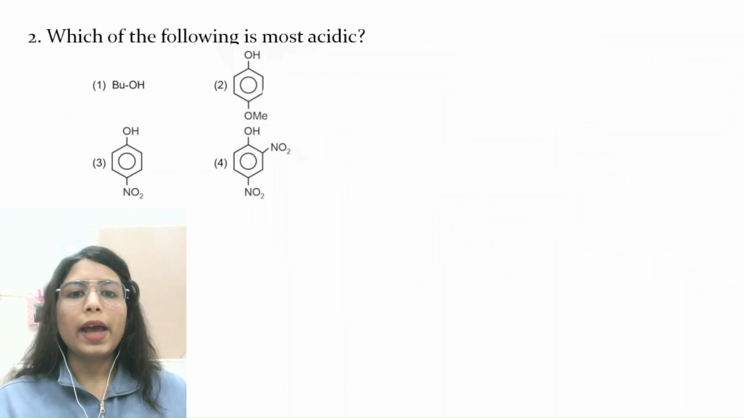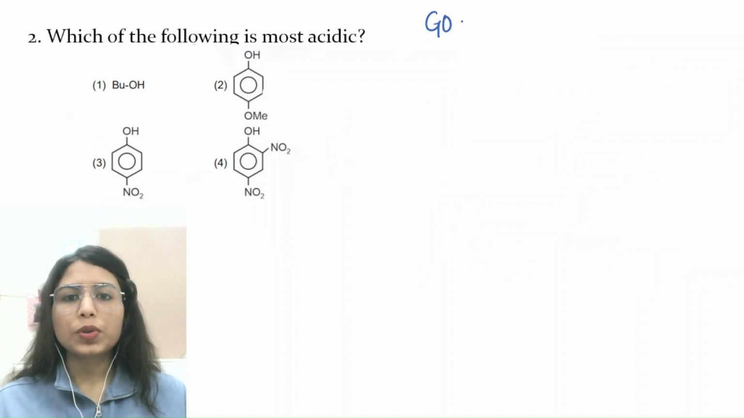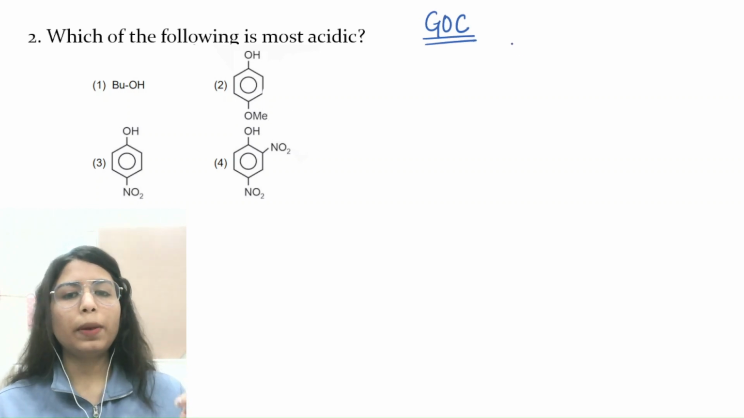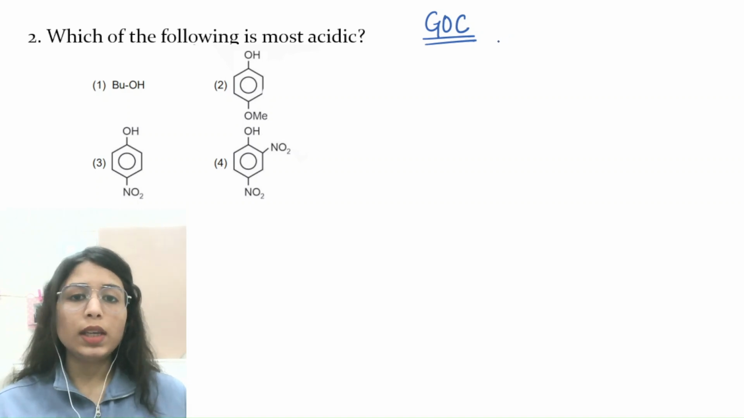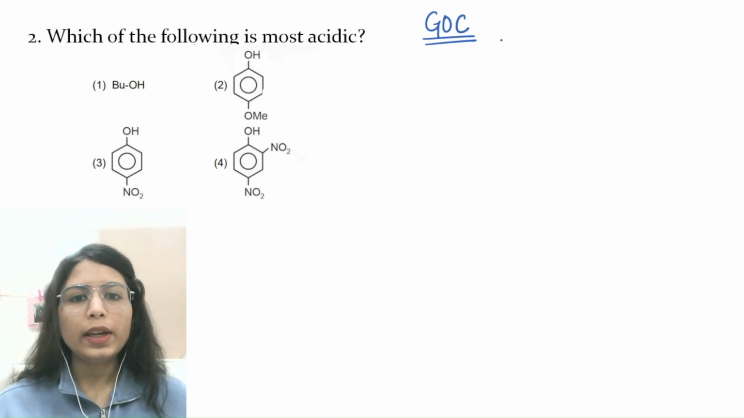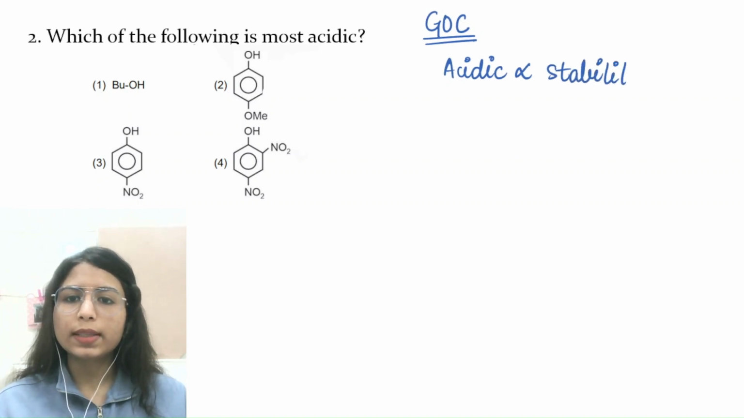So here again this is an organic chemistry question, which is from the topic of GOC. If you know the basic concept of GOC, that is acidity, basicity, then you will be able to answer this question. So basically it is asking which of the following is most acidic. In order to answer this question, the one which is more acidic, it is directly proportional to the stability of the conjugate base.